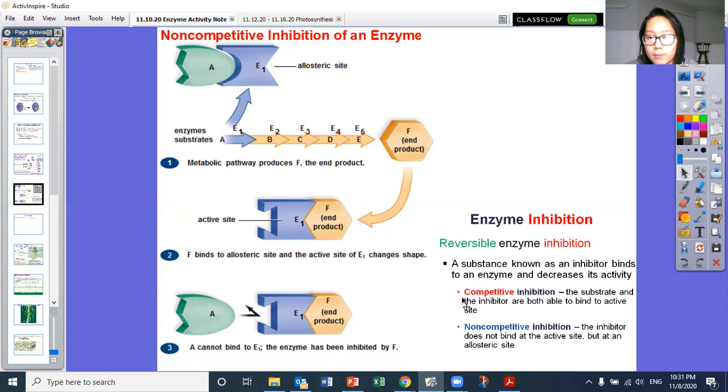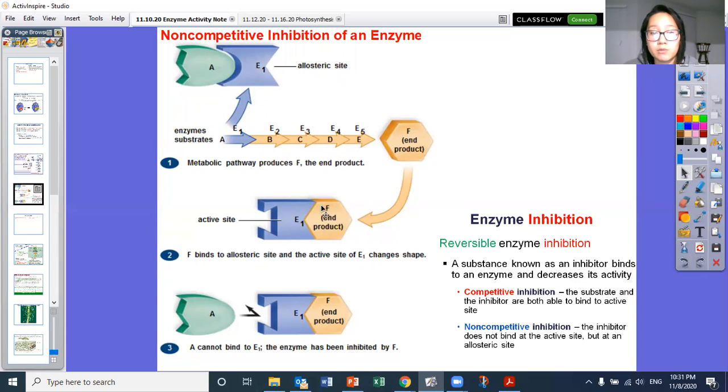Right? So again, competitive inhibition is when the substrate and the inhibitor are both able to bind to the active site. And then the non-competitive inhibitor is when the inhibitor does not bind to the active site, but at an allosteric site, which is on another location. Right, most of the pictures I've shown so far, they're on the opposite side of the active site, and that can be true, and it can also just be on another part of the enzyme, at any part of the enzyme. It could be close to the active site.